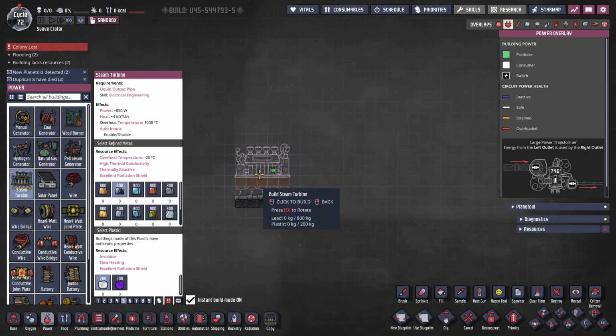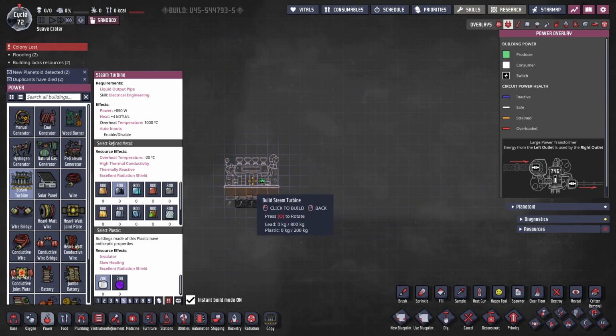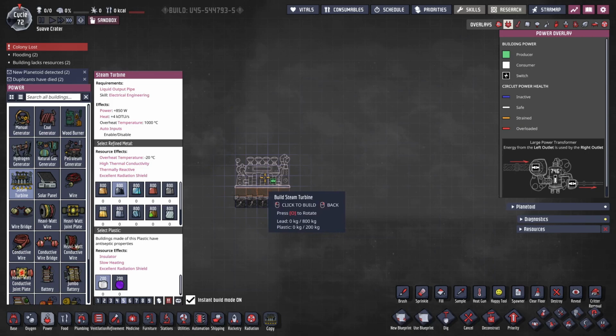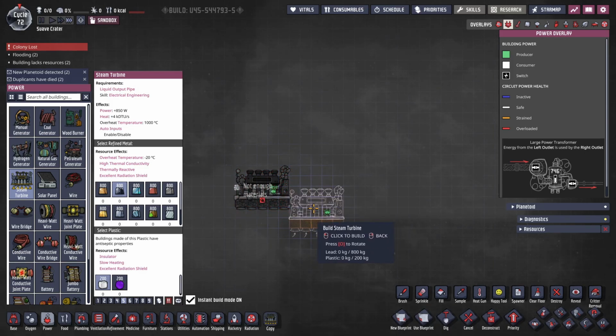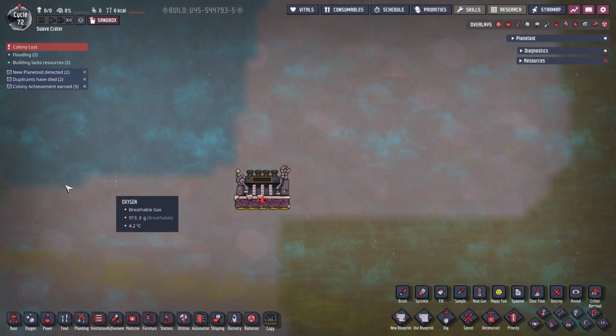If I try to place it here over the floor, we can see that it's not going to work. I need to use the floor in order to separate the inlets of the steam turbine and the steam turbine itself. So if I do that, we can see that I can place the steam turbine.